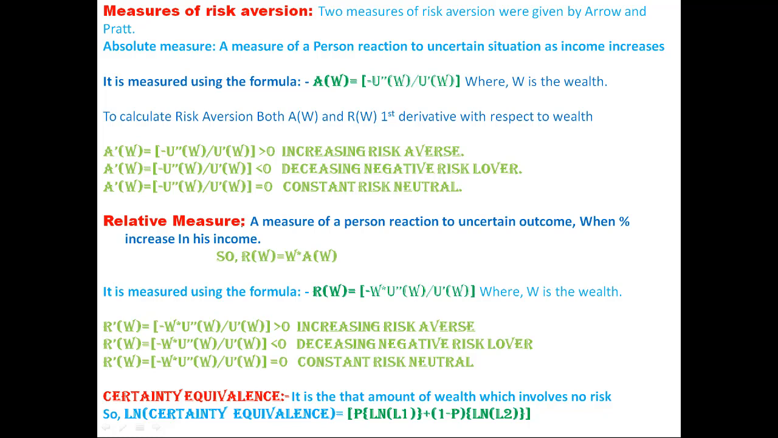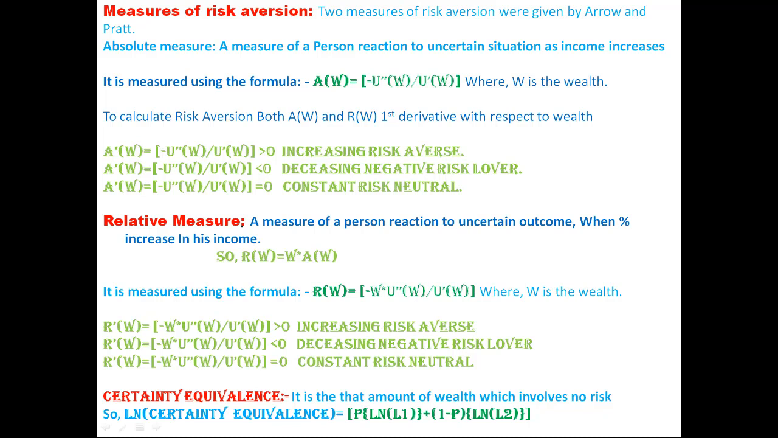That means if it is greater, risk aversion is increasing. As it increases, the wealth put on risky assets is decreasing. For this reason, it is called increasing risk aversion. Okay, and constant means risk neutral.